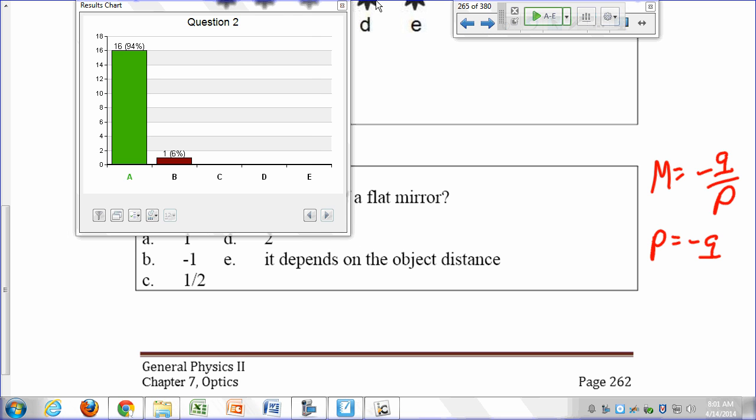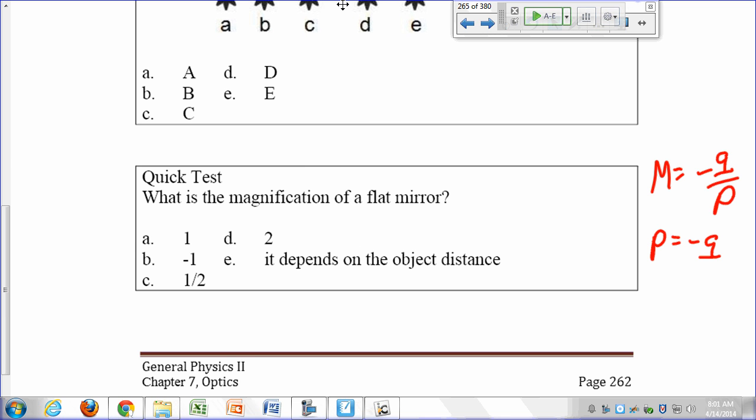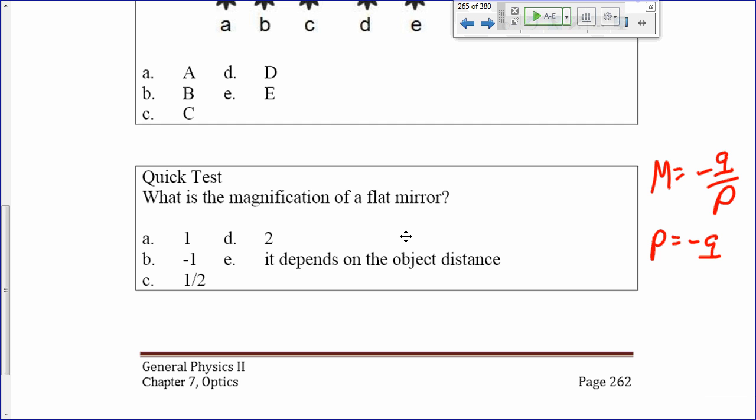Magnification is equal to positive 1 for a flat mirror. In a flat mirror, you're always the same size as the object, and you're always upright. Flat mirrors are pretty simple, right? They're just some basic ideas, but we'll use some of those ideas for spherical mirrors.